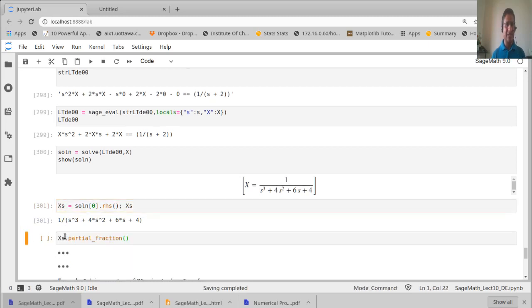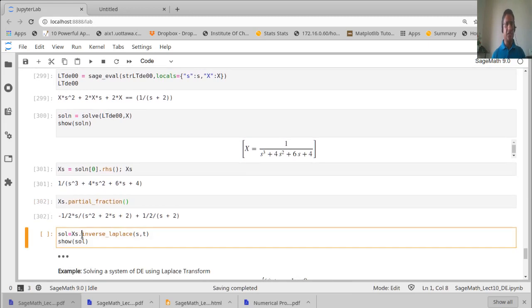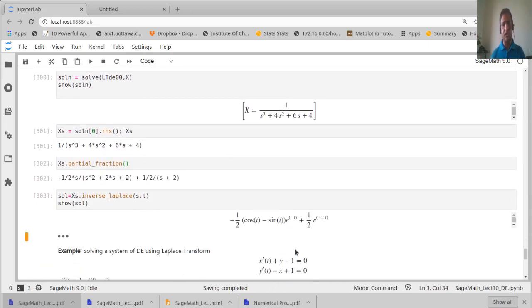Sage also has facilities to find partial fractions. So with the partial fraction of this, now you can guess what should be the inverse Laplace transform of this, but let us use Sage to find the inverse Laplace transform of XS, and this is the solution you get. So the solution is minus half cos t minus sin t into e to the power minus t plus half e to the power 2t.